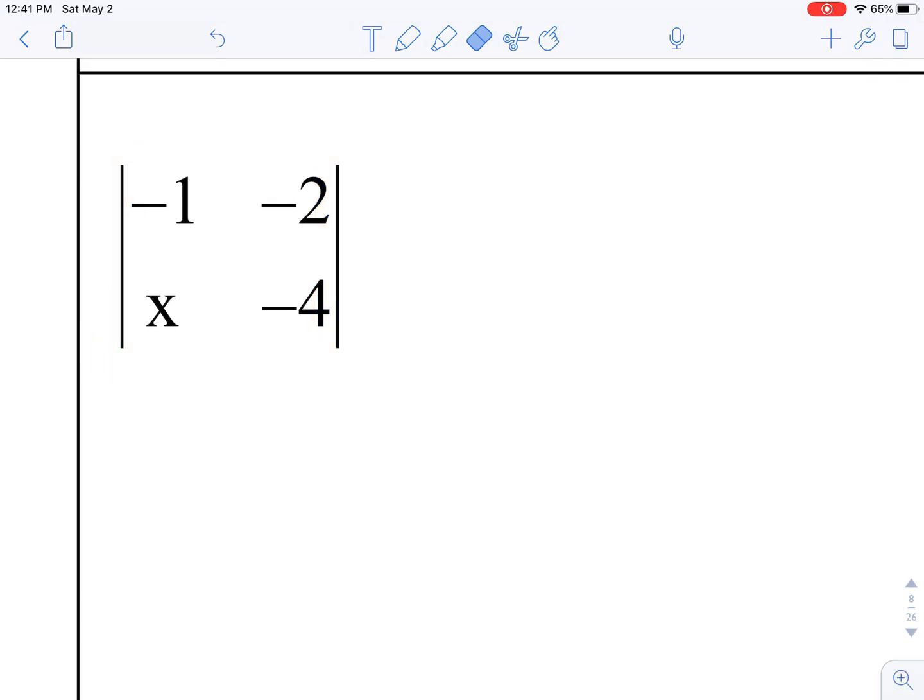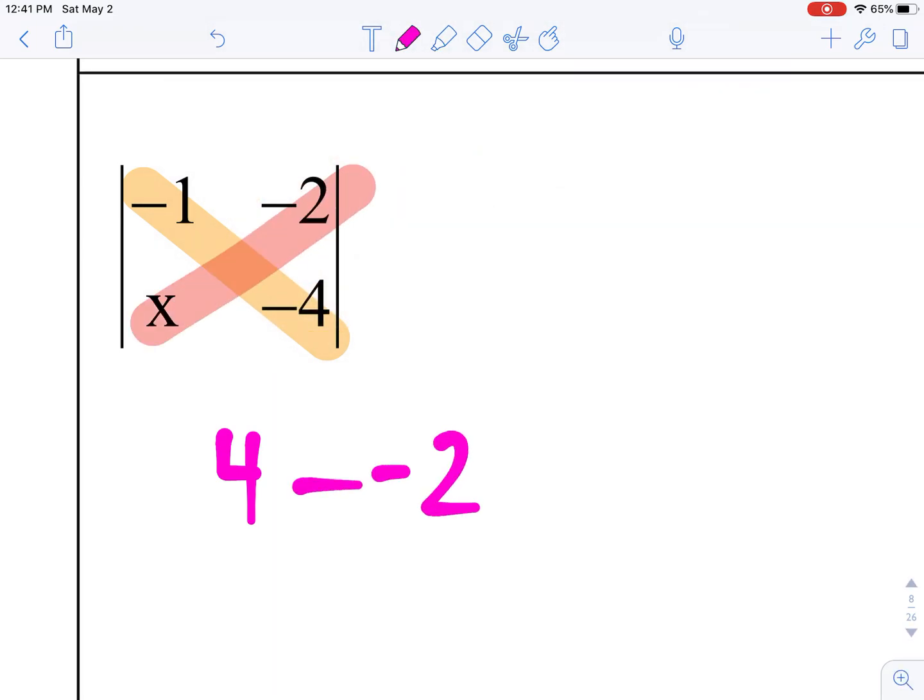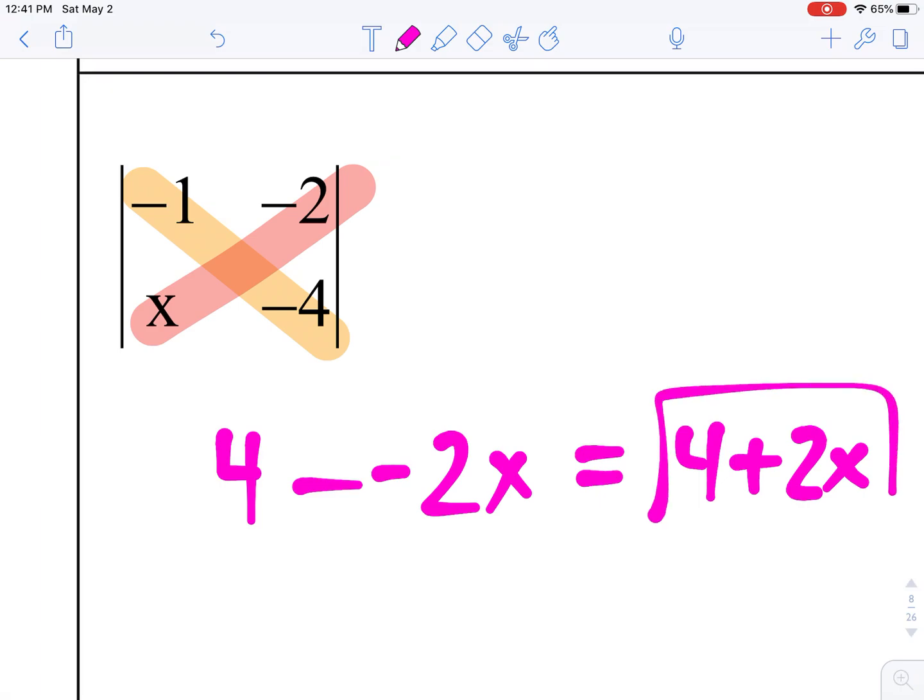Put a little star right here, because every year I have people on the quiz day come up to me and say, what does this mean? And I can't tell them. So we're going to do our downs, multiply those to get 4, minus, and then we're going to multiply the ups, negative 2x. And we're going to simplify that to be 4 plus 2x.